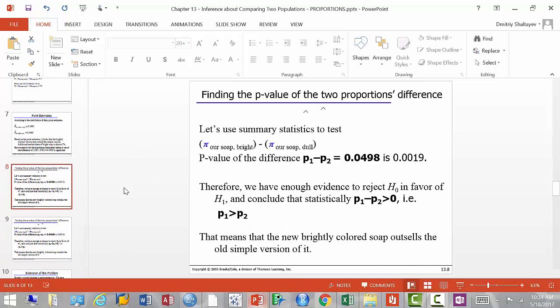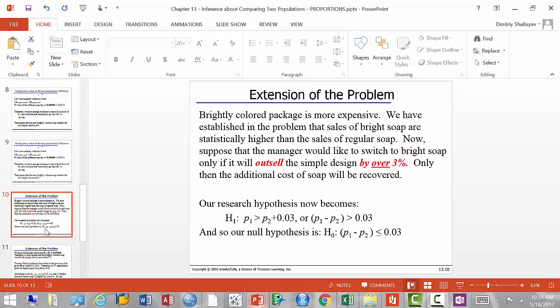So these slides basically repeat what we just did, okay? But here's the extension of the problem. Now that we have established that brightly colored soap grabs additional market share, and now it sells the dull version of the product, my operations manager comes to me and says, hey, look, I understand that you guys want to switch to the brightly colored version, right? But the reality is the dull packaging was cheaper, okay?